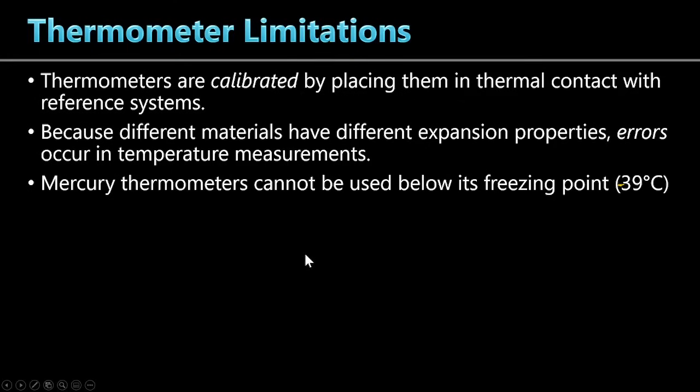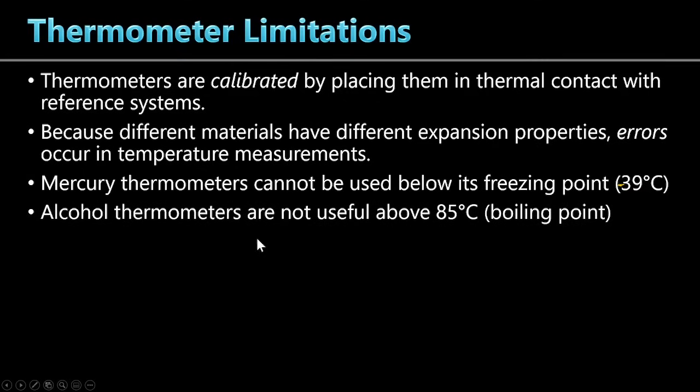And likewise, for alcohol, this alcohol has a low boiling point. It boils at 85 degrees. So if you're measuring high temperatures, then an alcohol thermometer would not be useful. Okay? So these are some of the things that add to the limitations of thermometers.